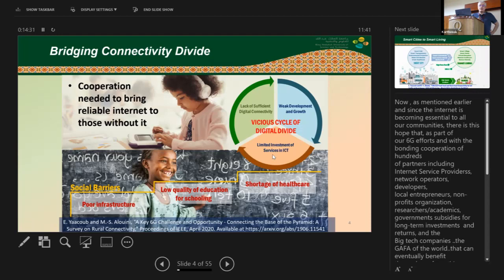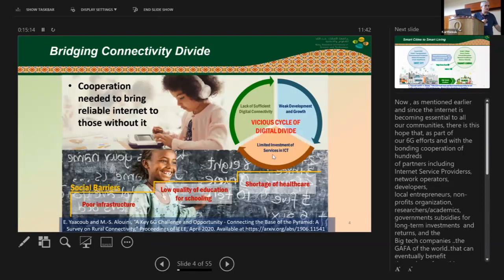And bridging this connectivity divide, trying to break that vicious cycle that I'm showing in the slide, can help prosper many of these areas by providing better remote education to these communities, better health services, more financial opportunities to, let's say, farmers and so on. So there is an interesting connection between connectivity and the prosperity of some of these regions, and how by connecting the unconnected we can improve the quality of life of many of these remote and rural regions, or even low-income neighborhoods within urban areas.